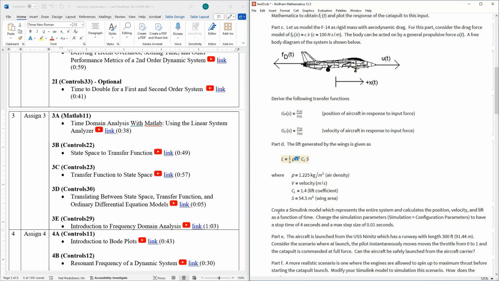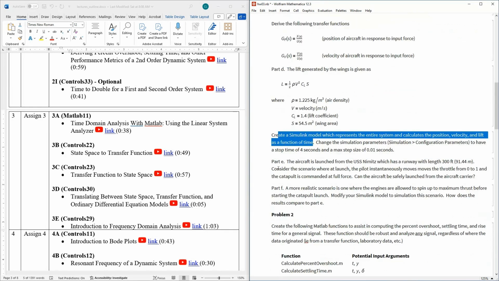And I want to now build a Simulink model that's going to solve all of this for me. So I don't want to have to calculate this analytically. I want to have a Simulink system that's doing this. So that's what this part is basically doing. It's just modeling this system as a rigid body, applying some forces, and then building a Simulink model.